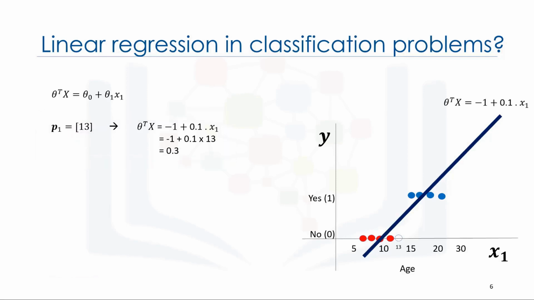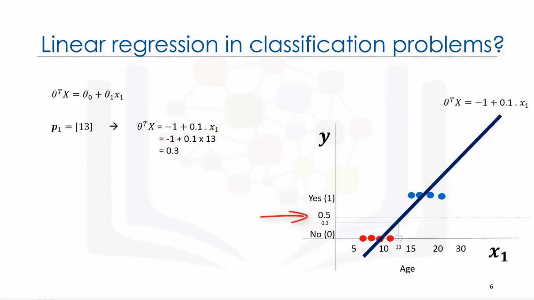For instance, for the P1 point, we have theta transpose x equals -1 plus 0.1 times x1, equals -1 plus 0.1 times 13, equals 0.3. We can show it on our graph.